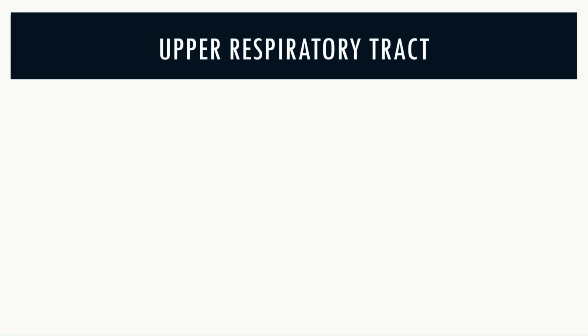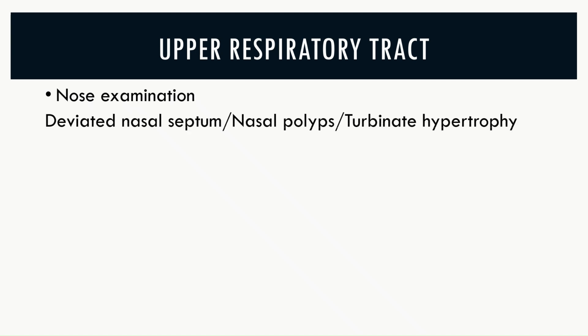After completing general examination, respiratory system examination begins with evaluation of upper respiratory tract. Nose should be examined for deviated nasal septum, nasal polyps, and turbinate hypertrophy, because these conditions can contribute to nasal obstruction, chronic sinusitis, or postnasal drip, which may lead to cough or recurrent respiratory infections.